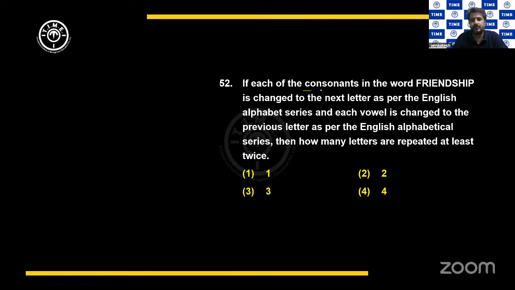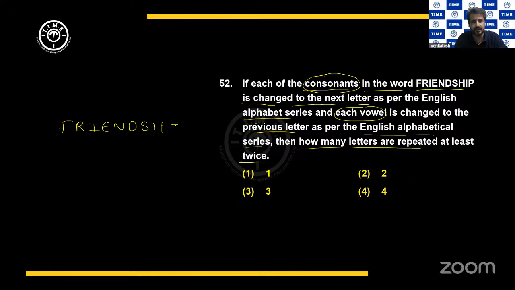In the word, each consonant is changed to the next letter as per the English alphabetical series, and each vowel is changed to the previous letter. How many letters are repeated at least twice? Okay, let us take the word FRIENDSHIP.